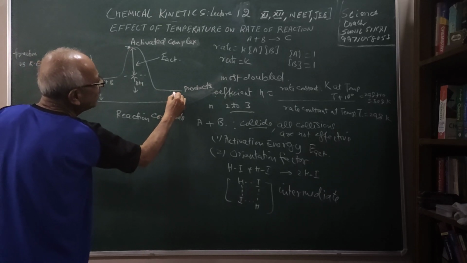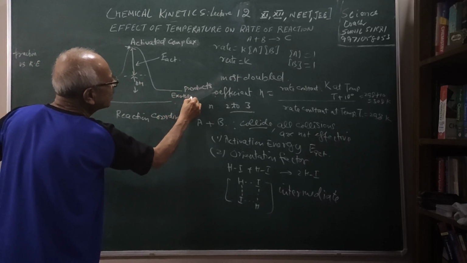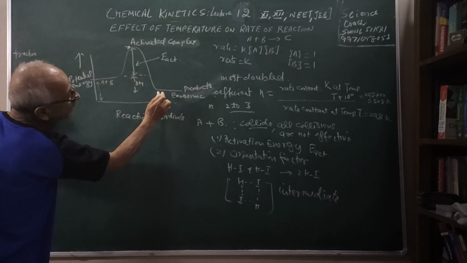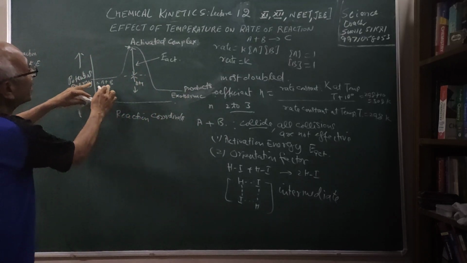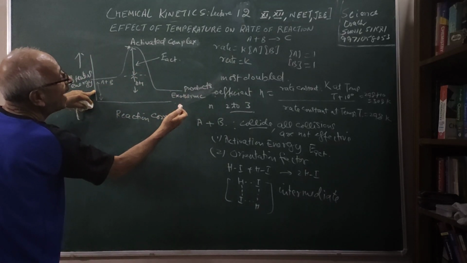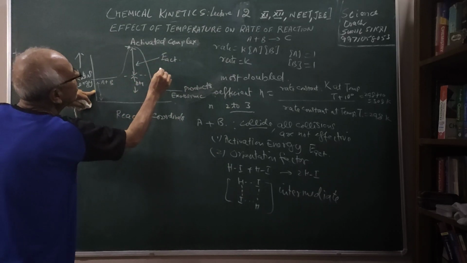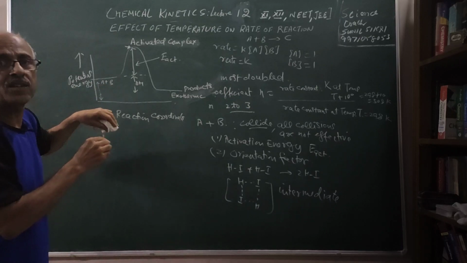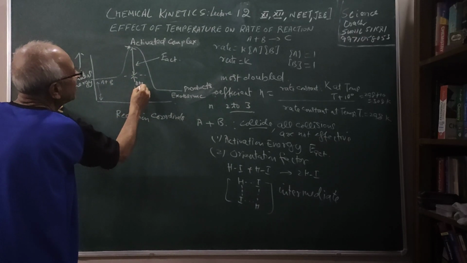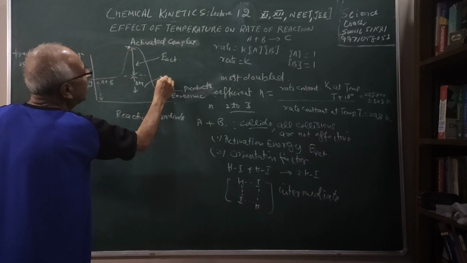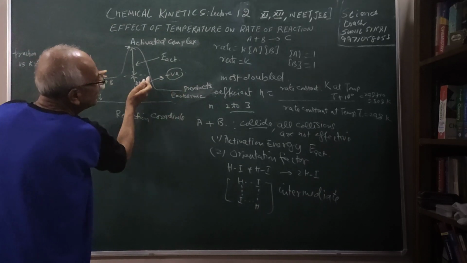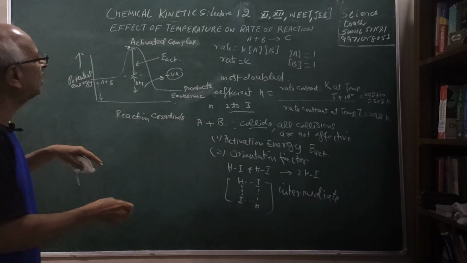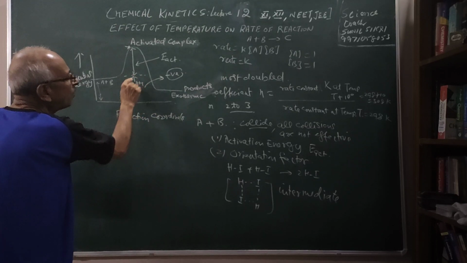This is an example of an exothermic reaction, where the energy of the products is less than the energy of the reactants. There should be an endothermic reaction which will have a higher value of the energy as compared to the reactants. So there the heat will be absorbed. This delta H here is negative. That means heat will be evolved during this reaction, which is this difference of these two.